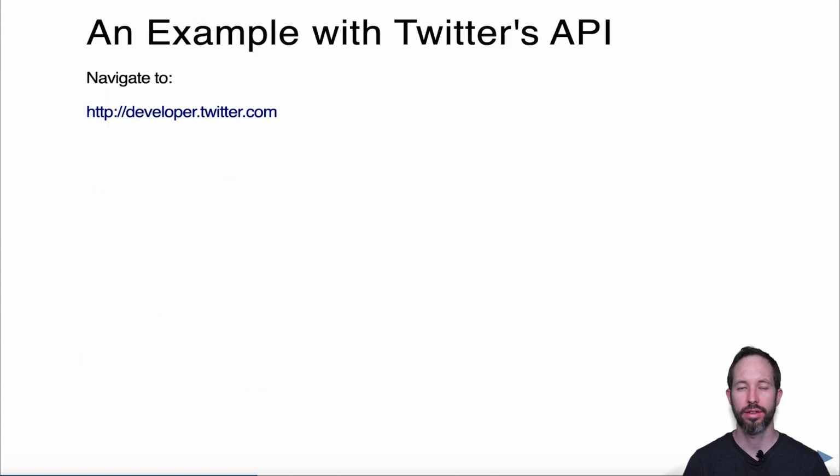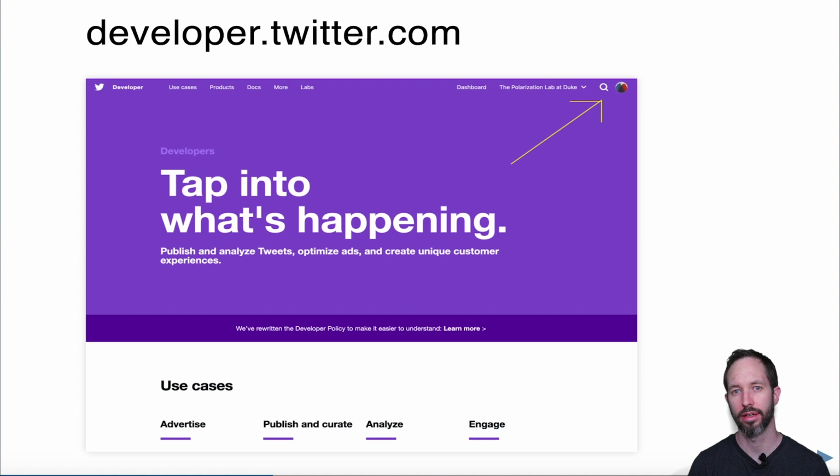So next, I'd like to teach you how to get your credentials with Twitter. And then we'll start using an R package to start making calls to collect Twitter data. So the first thing you need to do is navigate to developer.twitter.com. That'll take you to this page here.